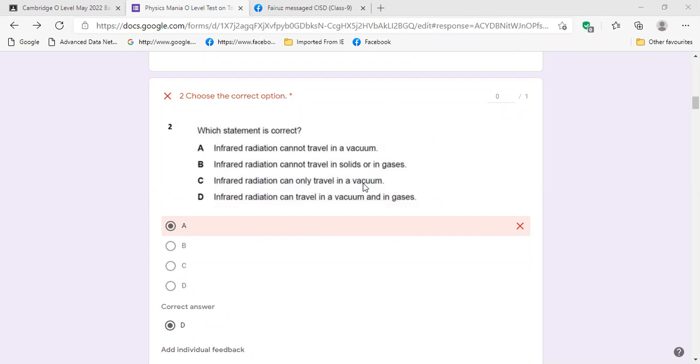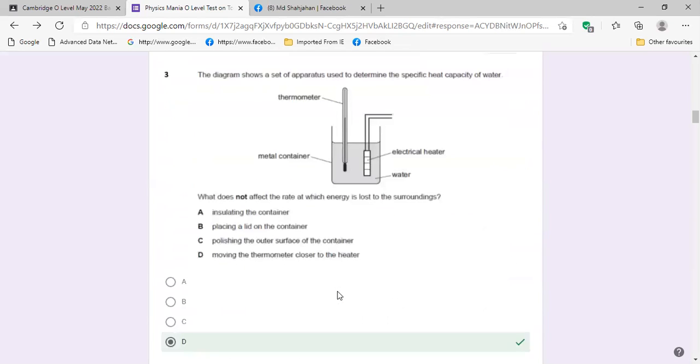It can travel through solid. It can travel through gas. It can travel through liquid. Everywhere it can go, right? Yes, sir. So it's not only about vacuum. Then finally we get D: infrared radiation can travel in a vacuum and in gases. So this statement is correct, right? Infrared radiation can travel everywhere. So it is correct. Now the answer is D. Okay, question number 2 is done.